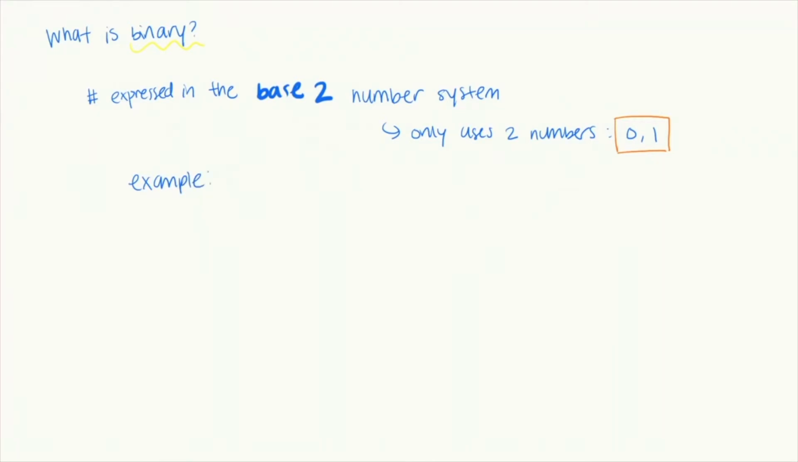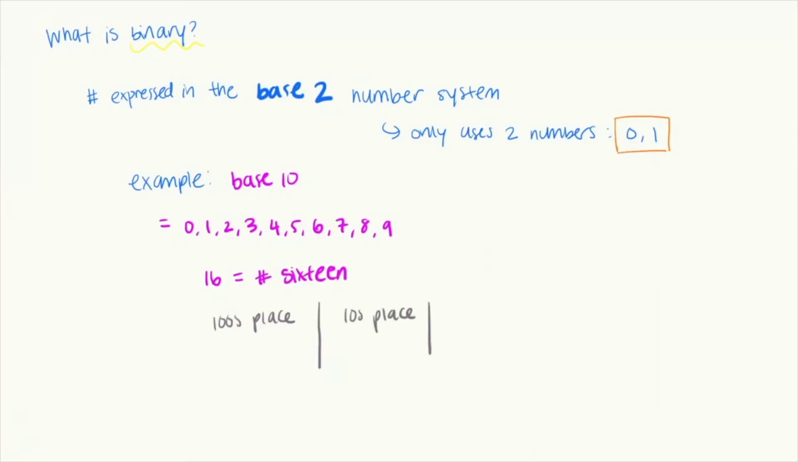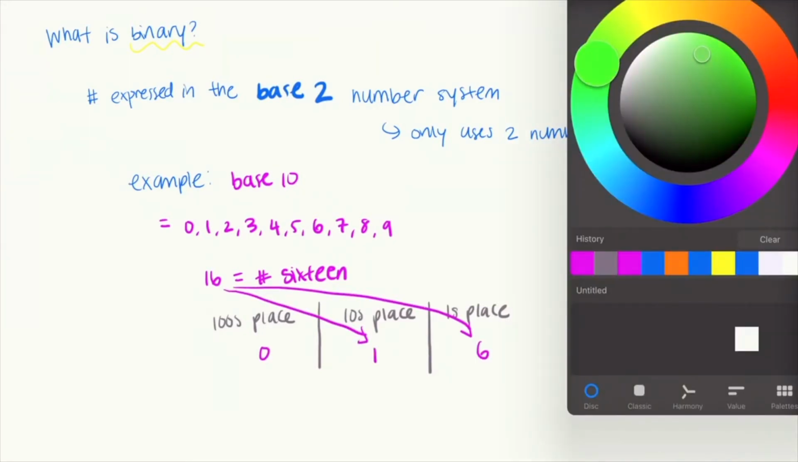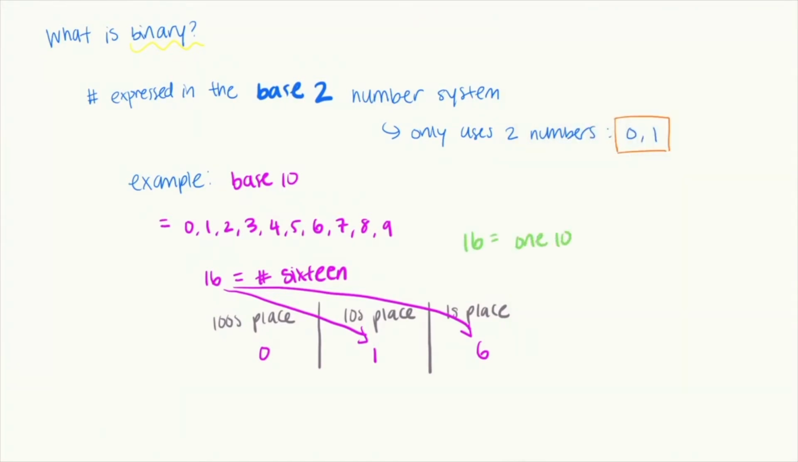Take the example of base 10. Base 10 is the number system that we use in our everyday lives. In base 10, we use the numbers 0, 1, 2, 3, 4, 5, 6, 7, 8, and 9. For example, 16 represents the number 16. Why? 16 has 1 tens place and 1 ones place. 16 equals 1 ten and 6 ones. There is 1 value in the tens place and 6 values in the ones place.